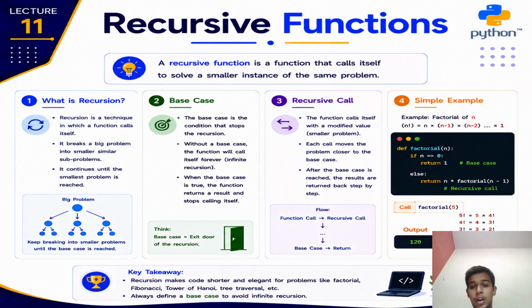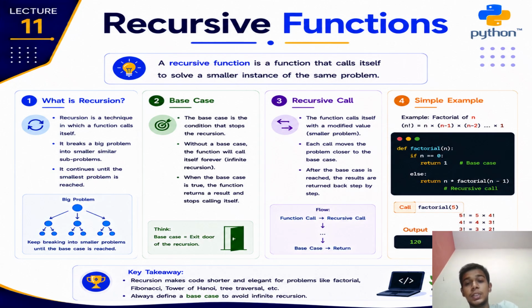We have learned about parameters, return values, and we also understand variable scopes. Now we are going to learn one of the most interesting concepts in Python called recursion. So what is recursion? Recursion or a recursive function, you can call it anything. A recursive function is simply a function that calls itself to solve a problem. So instead of solving a large problem all at once, recursion breaks it into smaller and smaller versions of the same problem until it becomes easy to solve.